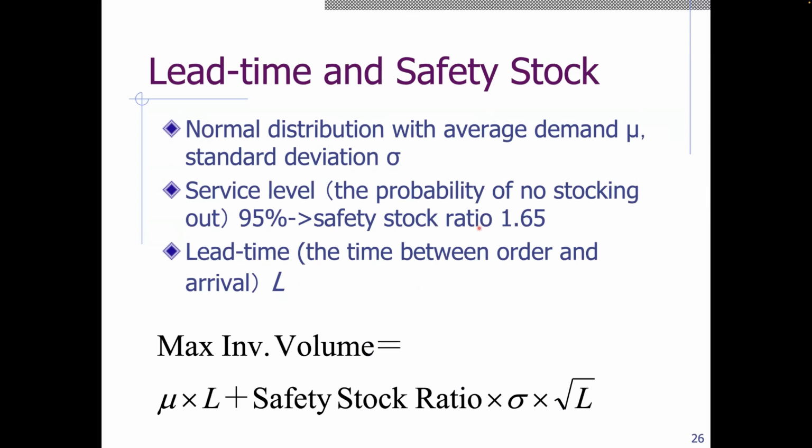Service level is the probability of no stocking out and is determined by a decision maker. Lead time is the amount of time that elapses from the instant that an order is placed until it arrives. So the maximum inventory volume is computed by the formula mu times L plus safety stock ratio sigma times square root of L. Here, safety stock ratio can be computed from service level. If the service level is 95%, then the safety stock ratio becomes 1.65. Actually, this formula is a special case of the classical newsboy problem that I will talk about later.